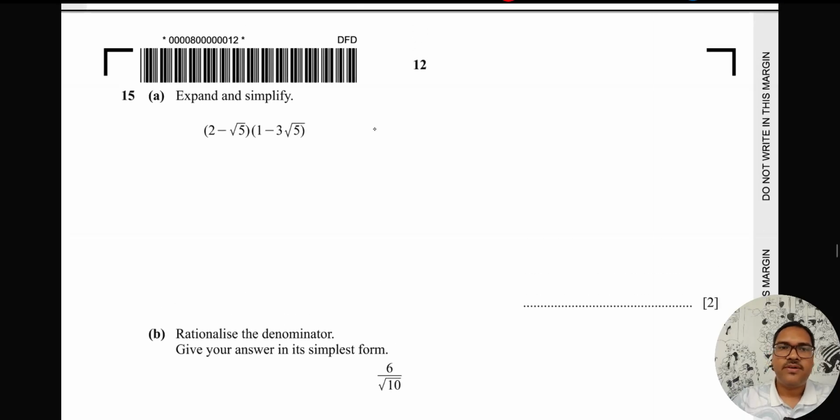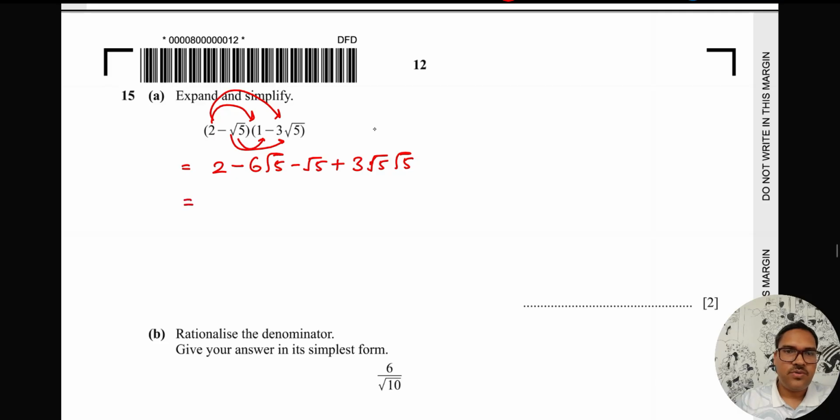Now the next question. You have to just simplify this. So it's like how to multiply the brackets. We'll multiply 2 into 1. This is 2. We'll multiply 2 with negative 3 root 5. So this will become 2 into this, which is negative 6 root 5. Then we'll multiply negative root 5 into 1, which is negative root 5. And negative, negative is positive. We will multiply these two: negative, negative, positive. So this is 3 root 5 multiplied with root 5.